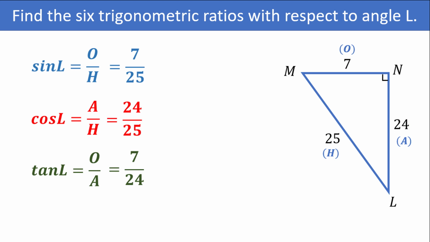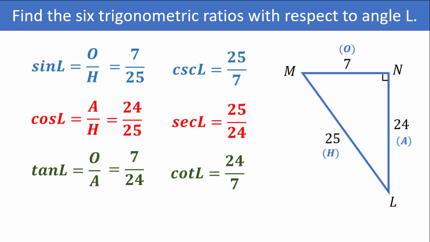The reciprocal functions are cosecant of L, which is the reciprocal of sine, or 25 over 7, secant of L, which is the reciprocal of cosine, or 25 over 24, and cotangent of L, which is the reciprocal of tangent, or 24 over 7.